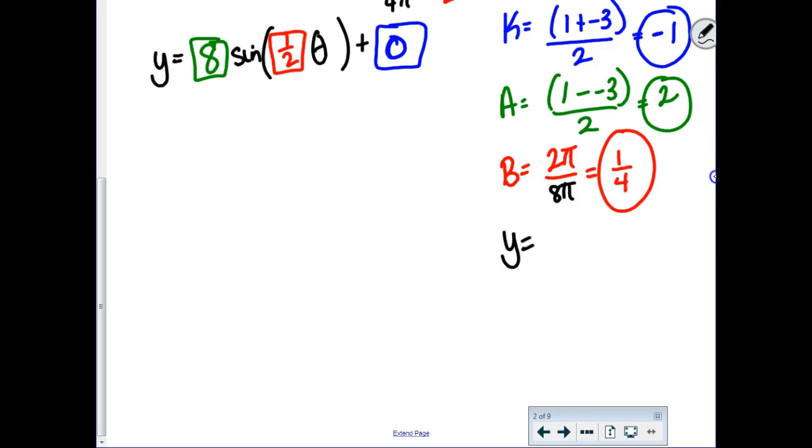Y equals, first thing I write down is a, so 2, times the sine of 1/4. You want to stick with theta for our variable? You fancy kids today. And then instead of saying plus -1, how would most people write that? -1, very good. There we go.